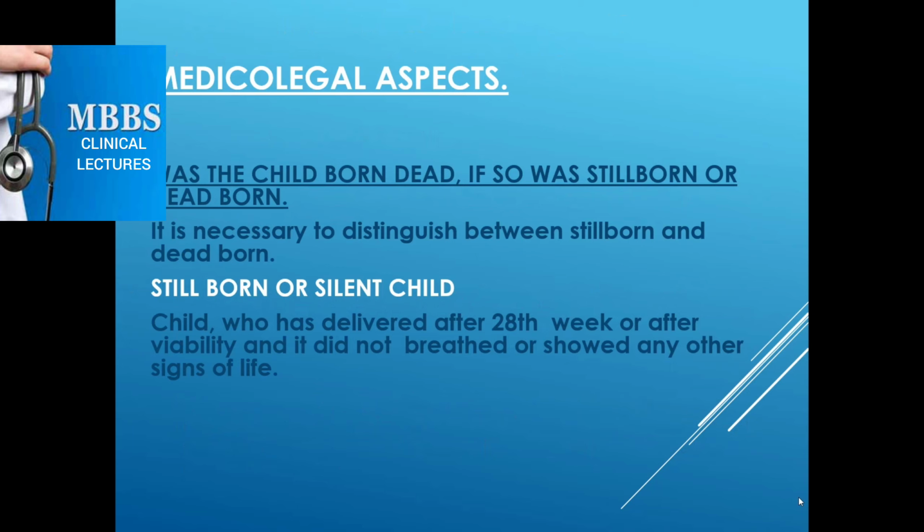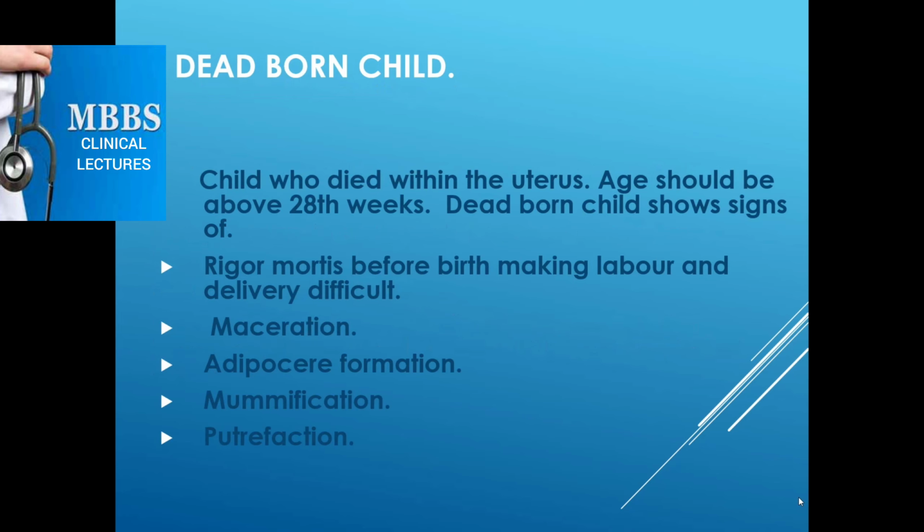Medico-legal aspects: was the child born dead? If so, was it stillborn or deadborn? It is necessary to distinguish between stillborn and deadborn. A stillborn child is one who is delivered after 28 weeks, that is the age of viability, and did not breathe or show any other sign of life. A deadborn child is one who died within the uterus.